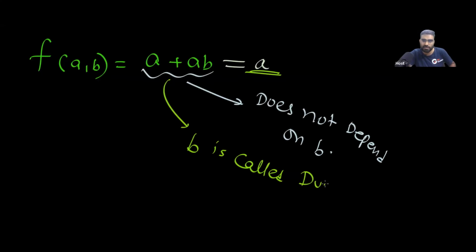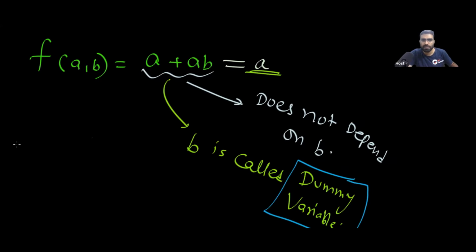It looks like it is there, but it is not there. Yes or no? This type of variable is called a dummy variable. Because this does not depend on B. If you minimize it, you will see that this F does not depend on B. So that is the reason I can say this B is called dummy variable. So first you remove the dummy variable and then you see the definition.